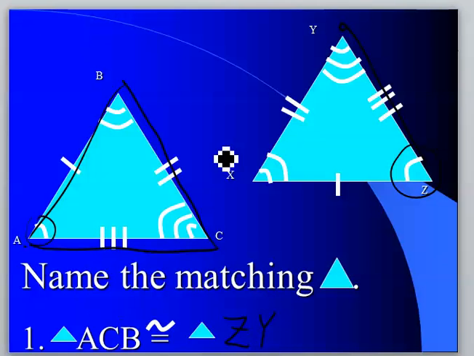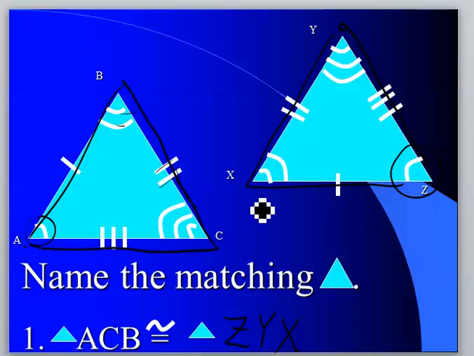In the first triangle after C, we went to B, which is going across these double slashes to the double arcs. Same thing in the second triangle. Go across the double slashes to the double arcs to X and close up your triangle. So if you write a congruence statement, if I had ACB, I have to write ZYX.